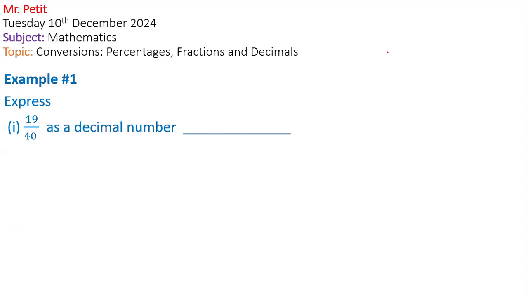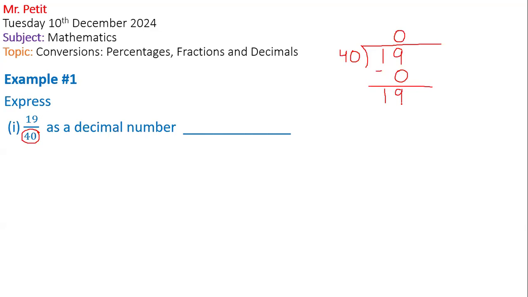Okay, so let's divide. Don't get confused: the denominator is going to be the divisor. So we're going to say 40 into 19. How many times does 40 go into 19? 0 times. 0 times 40 is 0. 1 minus 0 is 1. 9 minus 0 is 9.